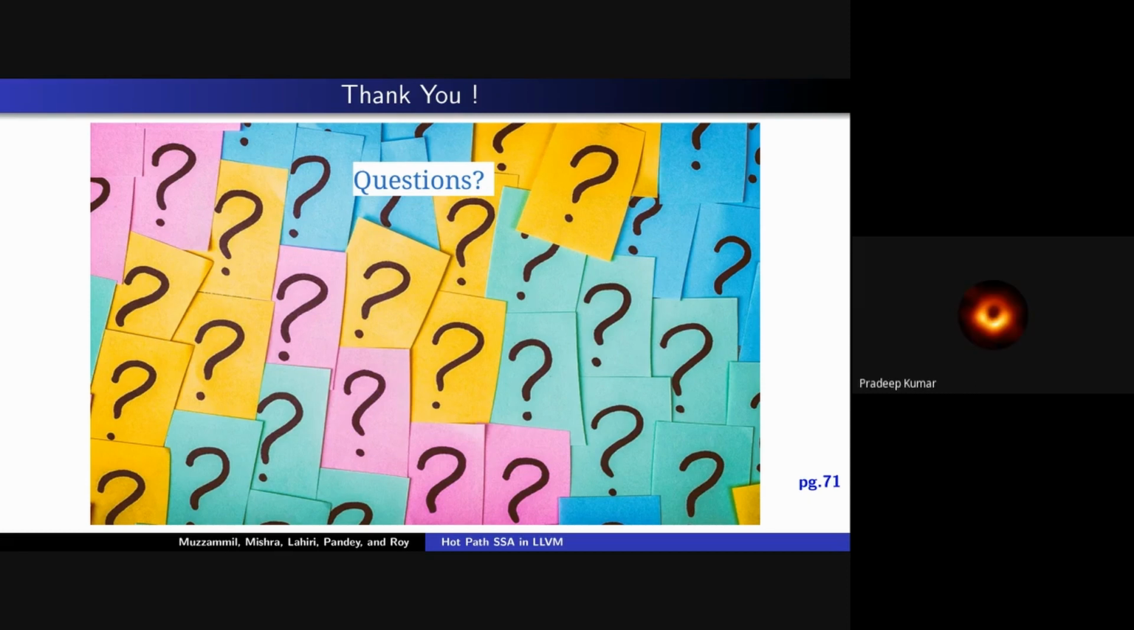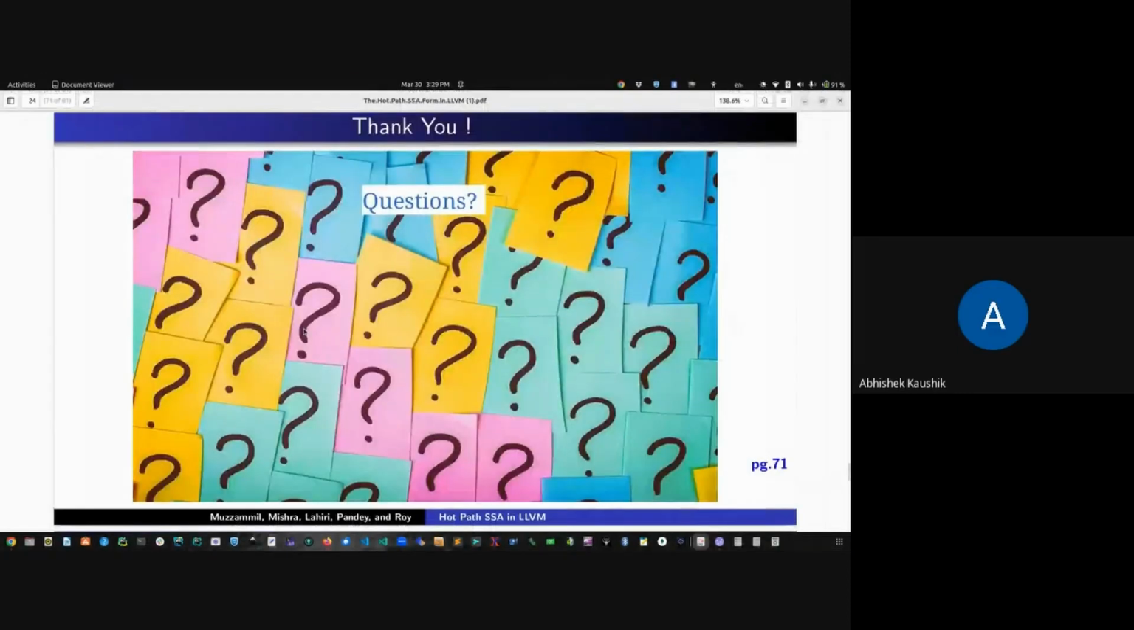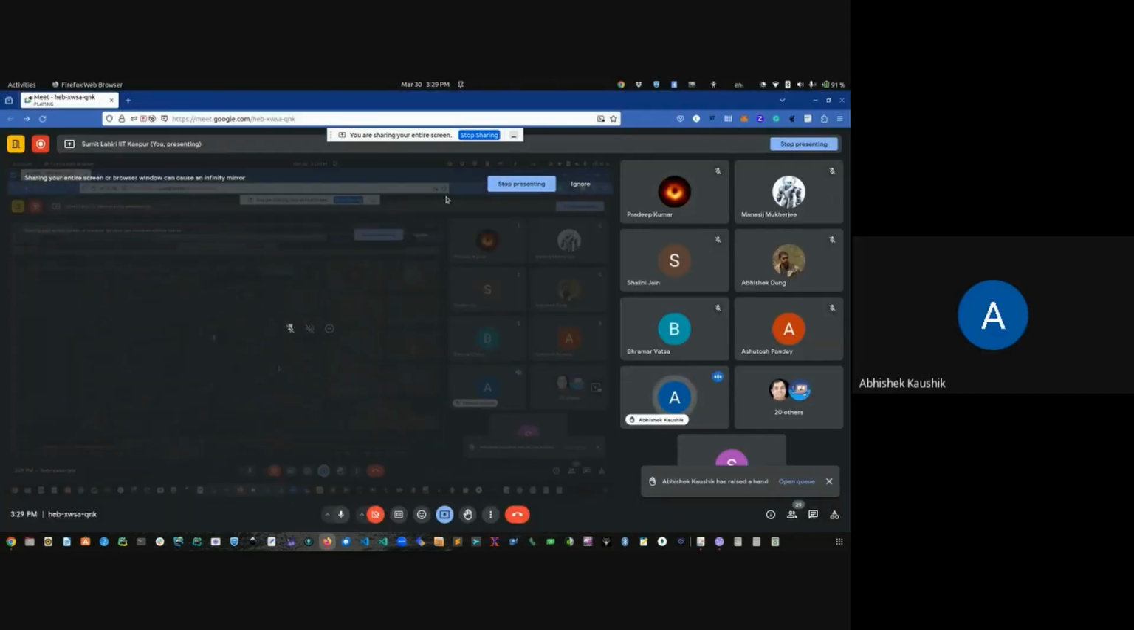I think Abhishek has a question. Hello. Abhishek, we can hear you. Sorry if this is too basic, but what do you consider a hot path? What percentage of branches taken should it be? While we are profiling the program, for us it was the top most frequently executed paths in the program. That is what we call hot paths.